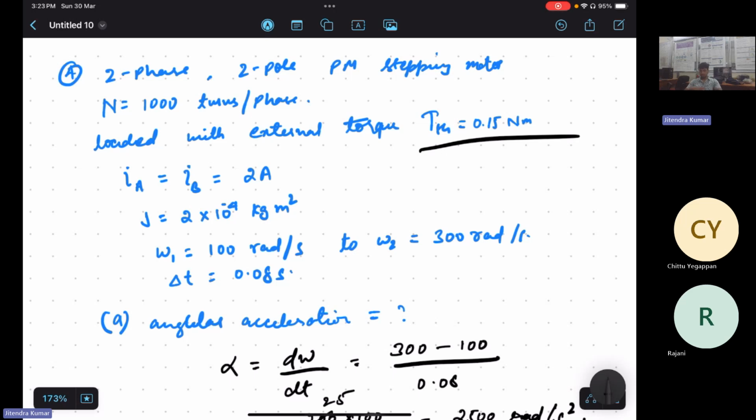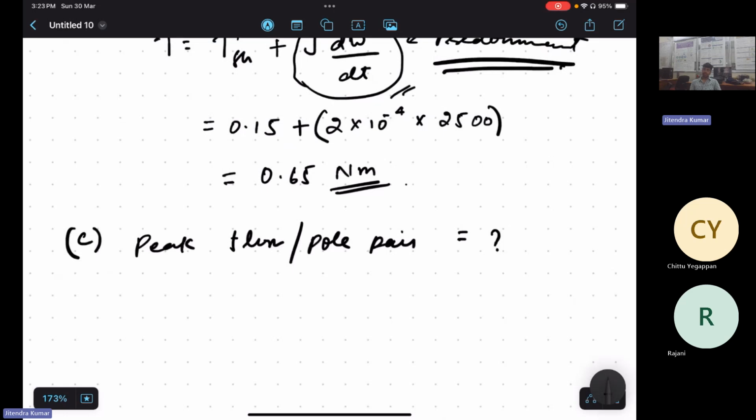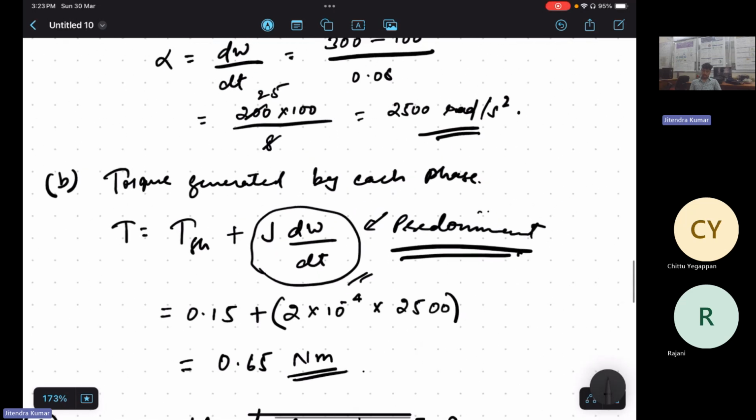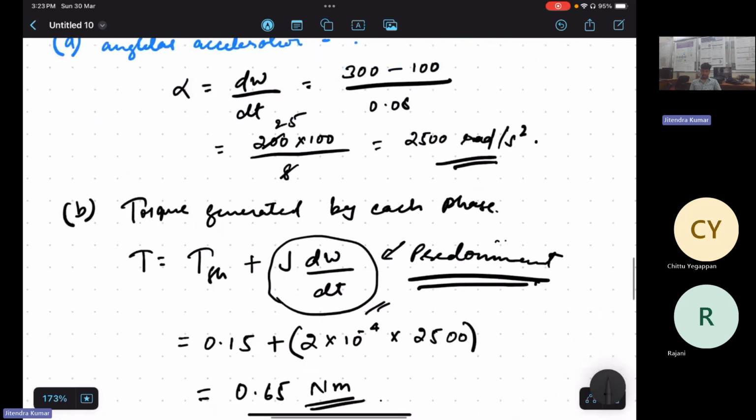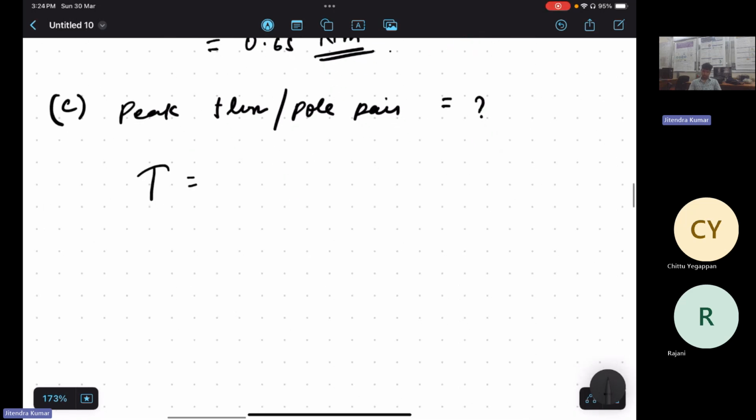So what is the expression of peak flux, or flux rather? We have also calculated torque, acceleration, every data we have. So in terms of torque, do you know any expression? Torque is directly proportional to flux and current, yes, and the angle between them, isn't it?